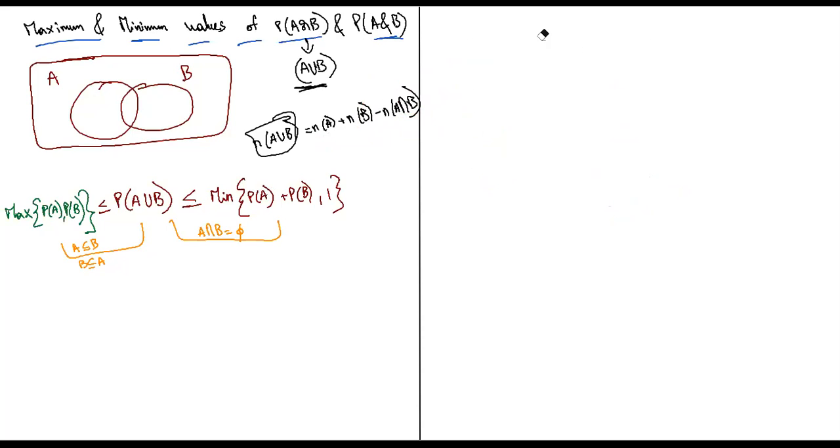Okay, now intersection will be easier. This is the first one. Second one, probability of A and B. We have to write an inequality for probability of A and B. Now tell me, what is the maximum value of A and B? What is the minimum value?